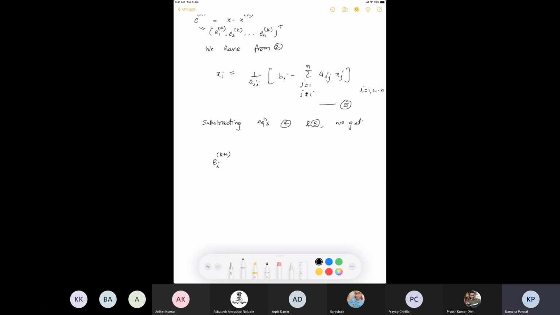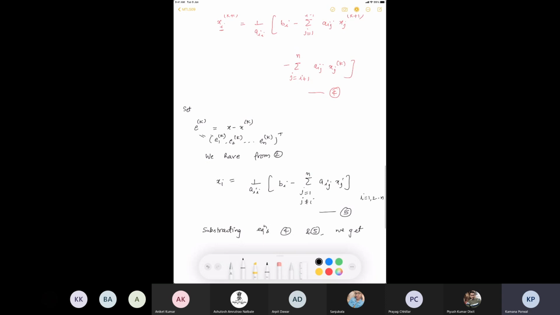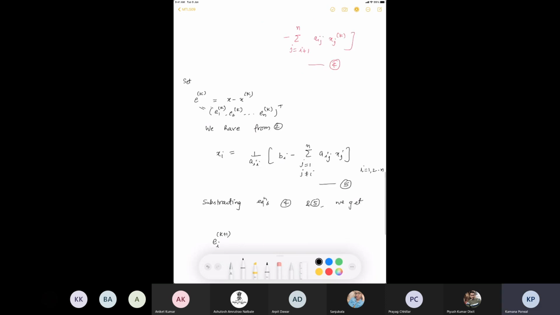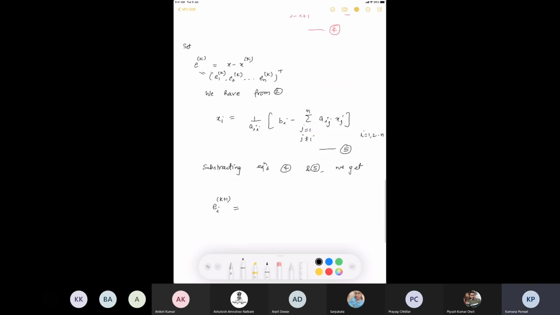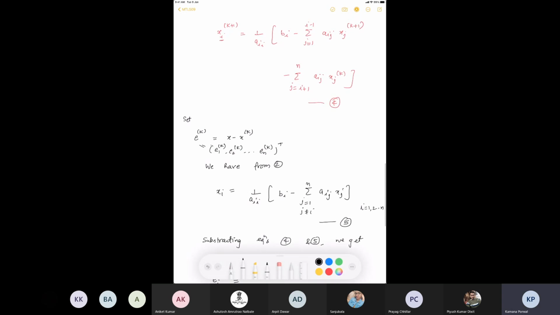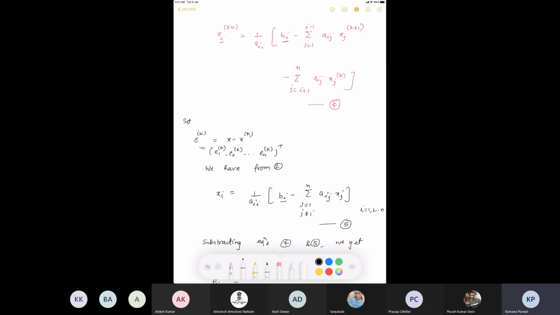Okay, so when we subtract 4 and 5, on the left hand side we are going to get the ith component of the k plus 1th iterate for the error e. And on the right hand side, you can observe that this term is the same in both, right? So this term will cancel out. And this sum, I can again break into two parts. So I'll write this as j is equal to 1 to i minus 1, and then j is equal to i plus 1 to n. Okay, so that I can club the terms here.